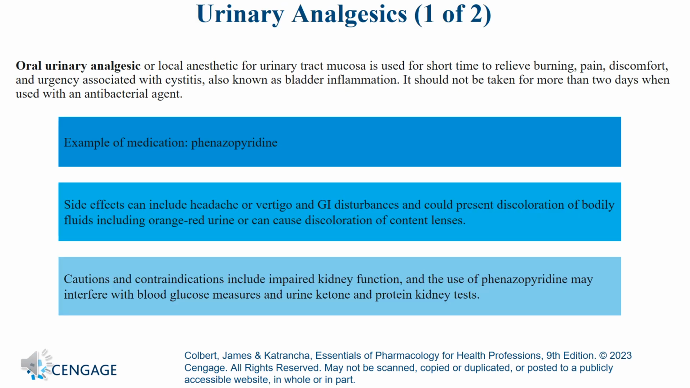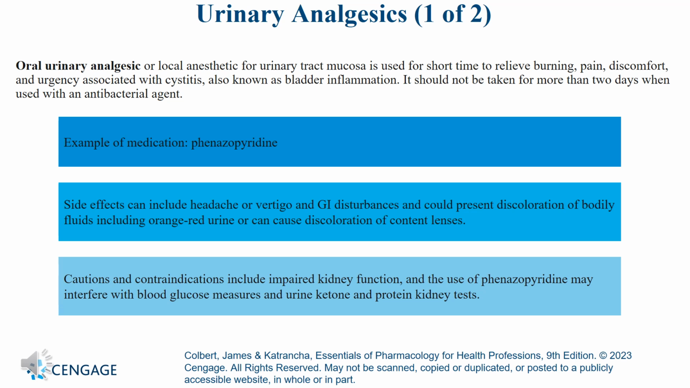Okay, so now we're going to talk about our oral urinary analgesics, or your local anesthetic for your urinary tract mucosa, which can only be used for a short time to relieve burning, pain, and any discomfort and urgency associated with cystitis, which is also known as a bladder infection. It should not be taken more than 2 days when used with an antibiotic agent. An example of that medication is Phenazopyridine.